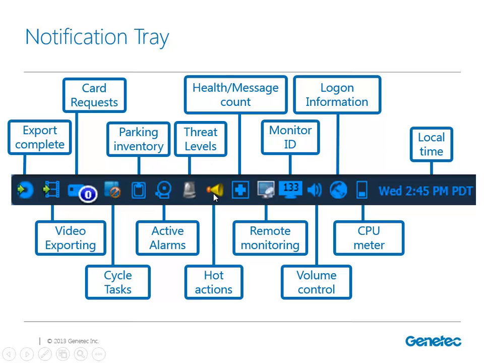I can actually execute hot actions. Instead of waiting for an event to trigger an action, I can trigger those actions manually. Remote monitoring, this is something new in 5.2. I can tell the ID of my monitor and the volume, login information, which directory I'm logging into, the CPU meter from the Windows machine, my local time as well.